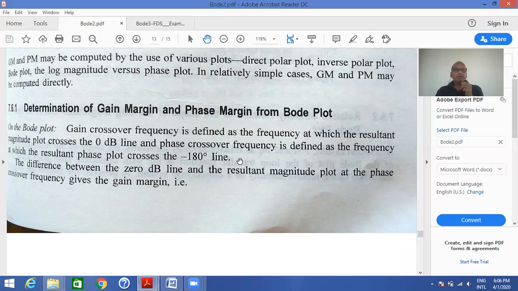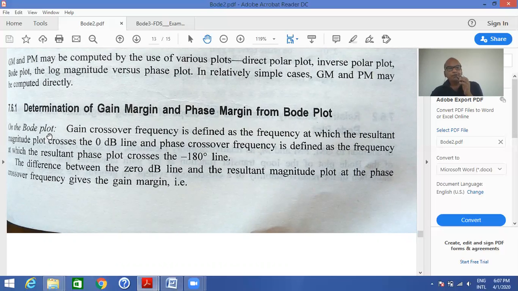These are the three frequency design specifications, and the other two frequency design specifications are the gain margin and the phase margin. The gain margin and the phase margin are very important in the frequency response analysis to check whether the control system is stable or unstable. If both are positive, the system is said to be stable.